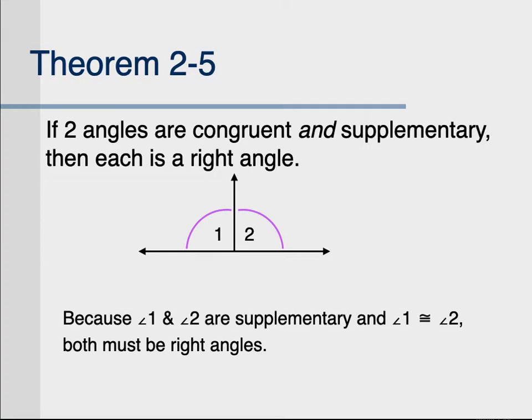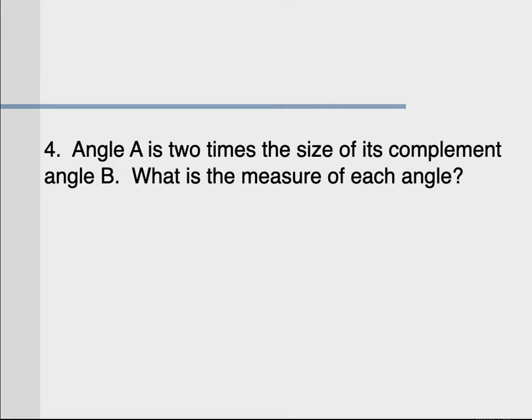Now, following today's theme of solving angle problems, there's one type of angle problem that's going to be in word problem format that you will see a lot of today. So sometimes when you have a word problem, the best way to go about it is to translate it word for word into math. So here's number 4. Angle A is 2 times the size of its complement, angle B. What is the measure of each angle?